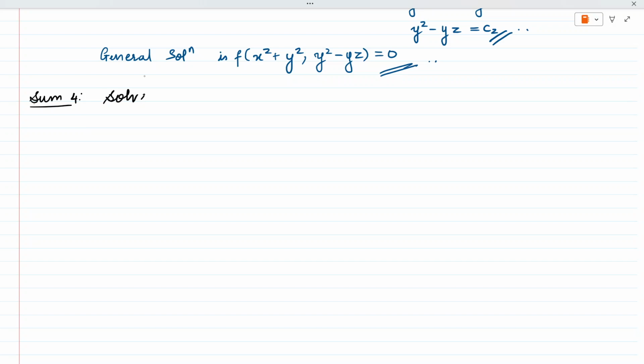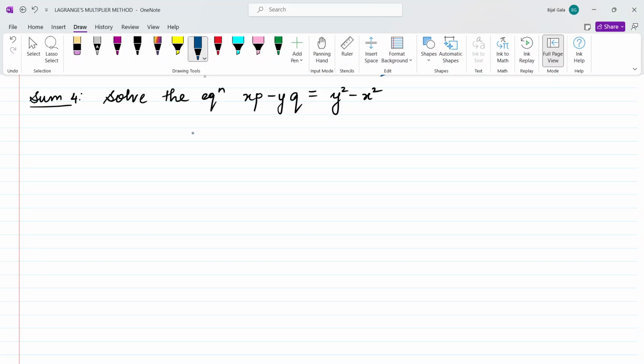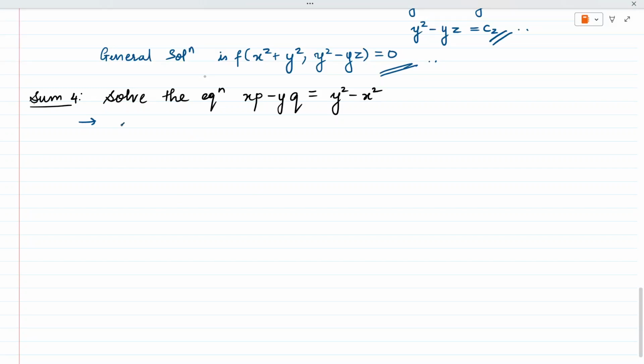Again, the question will be to solve the PDE, or solve the equation x times p minus y times q is equal to y square minus x square. We're expected to solve this particular partial differential equation. So let's begin again with the auxiliary equation. dx upon x, dy upon negative y, and dz upon y square minus x square. ठीक है? This is your auxiliary equation. इसके बाद क्या करेंगे हम? कौन से दो को लोगे तो सॉल्व हो सकता है?